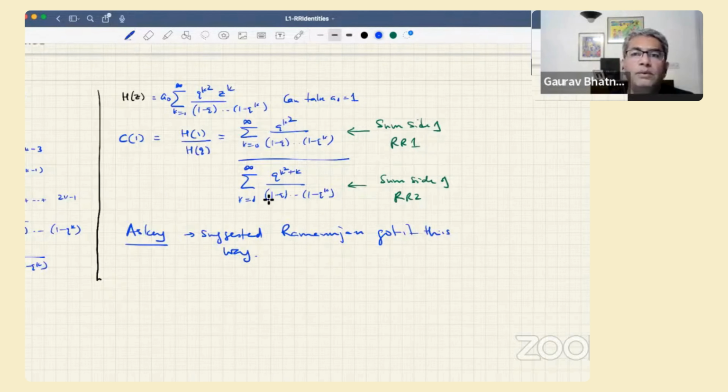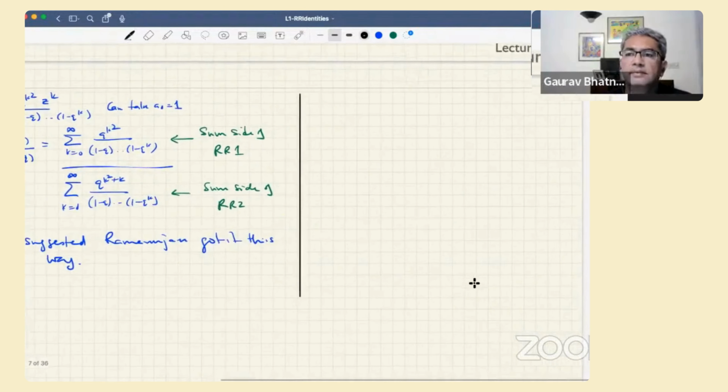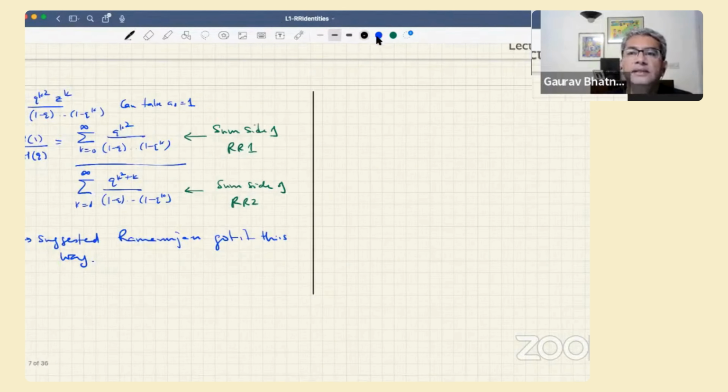The sum side. Now, what about the product side? So that's another trick. Let me just do the product. So let's see how to discover the product side.